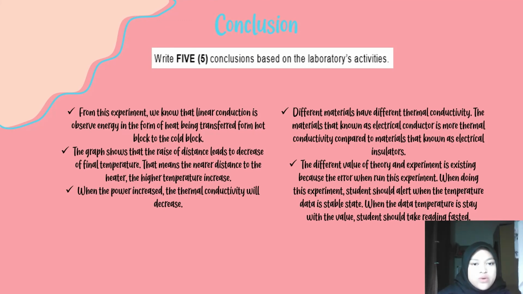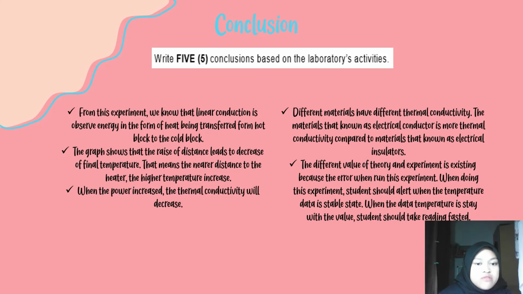For question 1, we write 5 conclusions based on the laboratory activities. First, from this experiment, we know that linear conduction is observed, with energy in the form of heat being transferred from the hot block to the cold block. Second, the graph shows that the rise of distance leads to a decrease of final temperature. That means the nearer the distance to the heater, the higher the temperature increase.